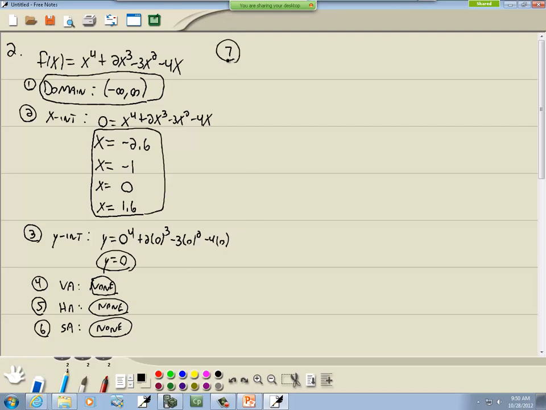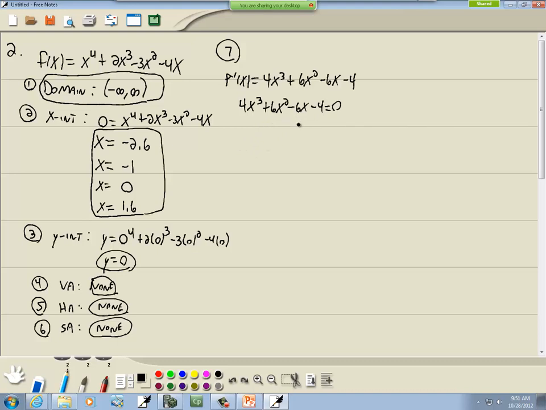Okay, our seventh thing, we need to find our derivative, so we can do the increasing and decreasing. So f prime is going to equal 4x to the third plus 6x squared minus 6x minus 4. And we want to set that equal to 0. So we got 4x to the third plus 6x squared minus 6x minus 4 equal to 0.